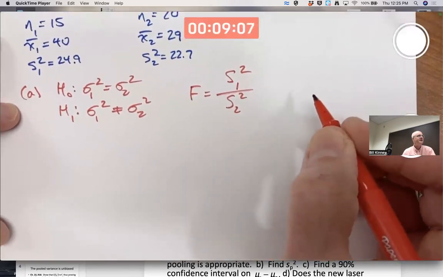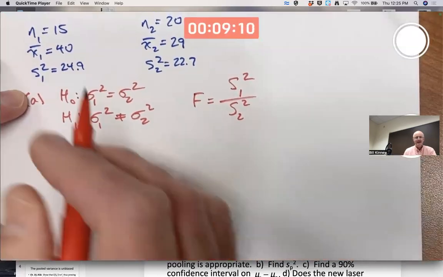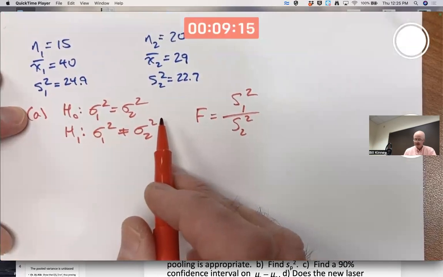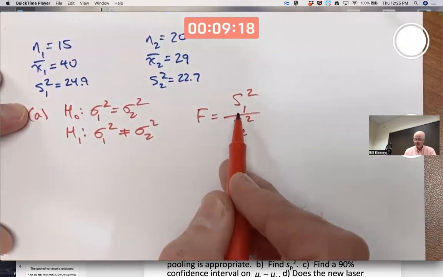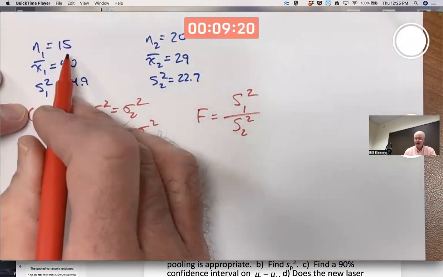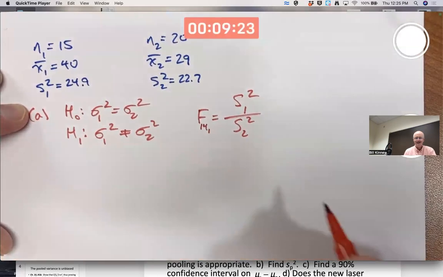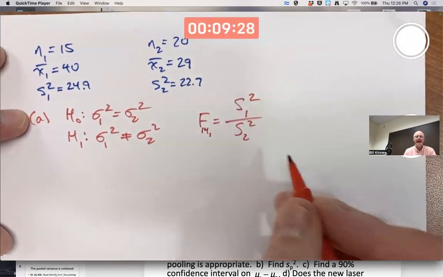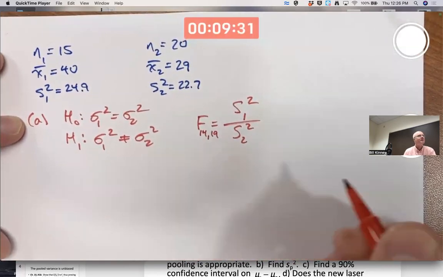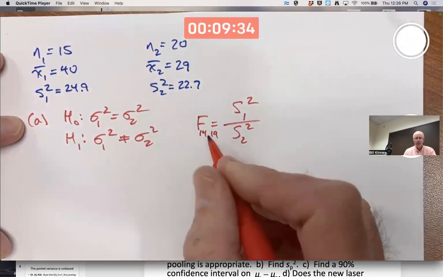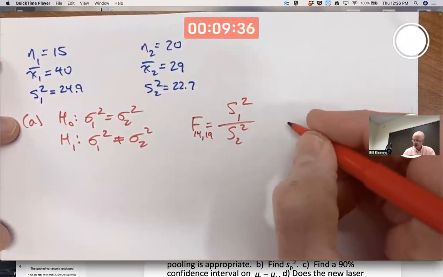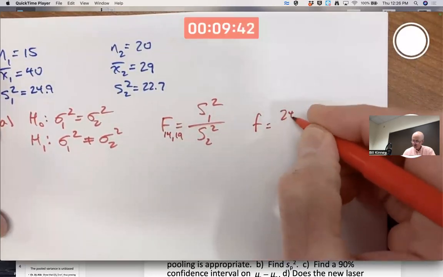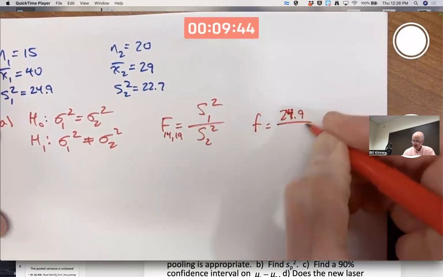And the degrees of freedom for this F statistic comes in a pair, one for the numerator and one for the denominator. Since S1 squared is in the numerator, degrees of freedom is 15 minus 1, 14. And since S2 squared is in the denominator, degrees of freedom is 20 minus 1, 19. So this is going to be an F sub 14 comma 19 statistic. What's its observed value? We could call that little f. Well, just do 24.9 divided by 22.7.